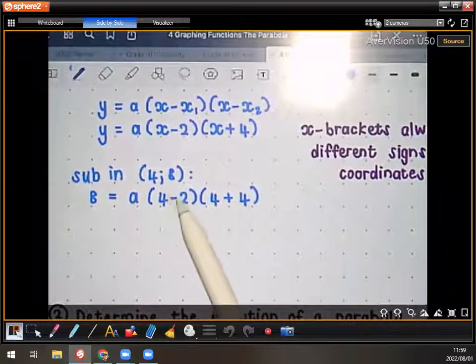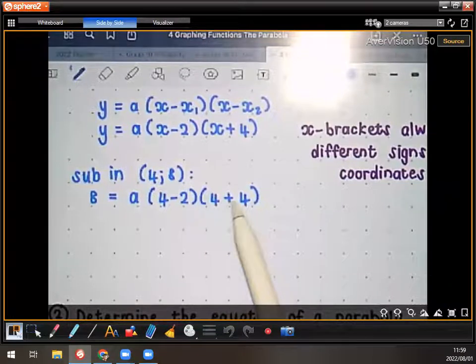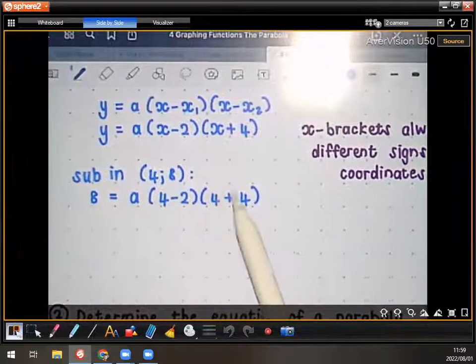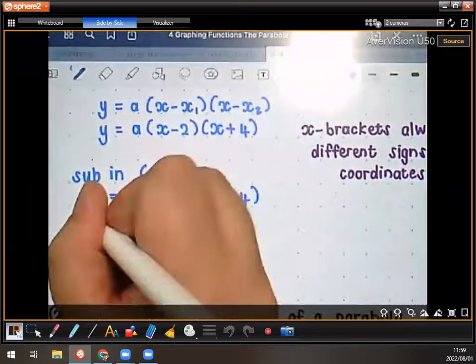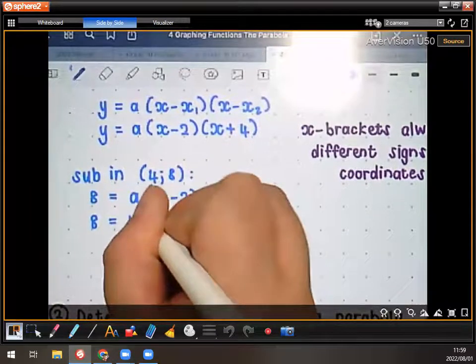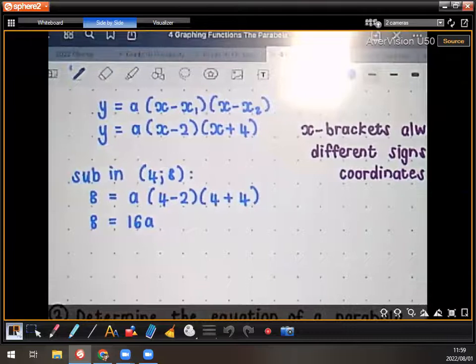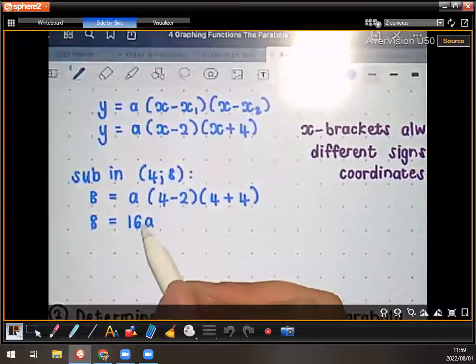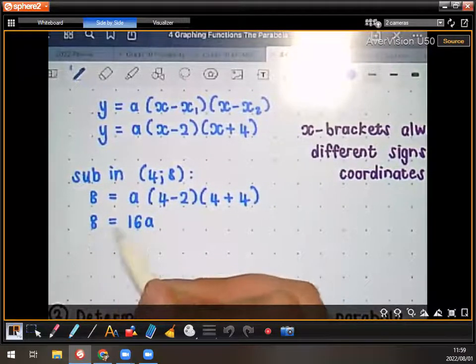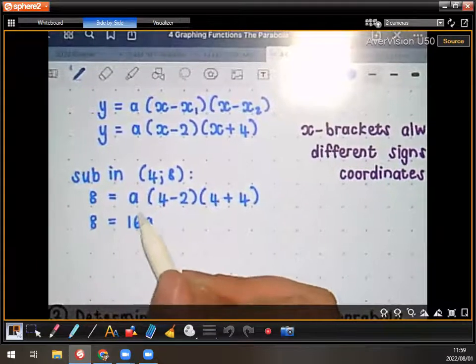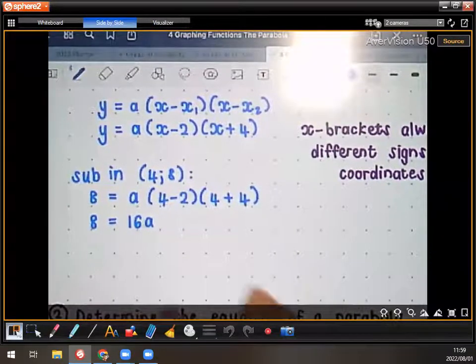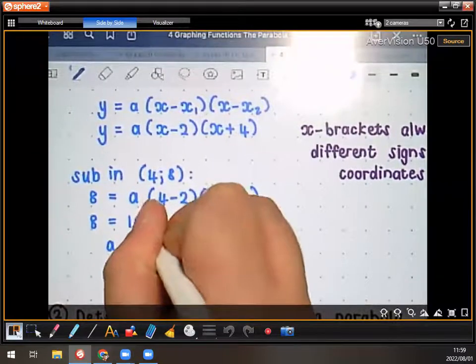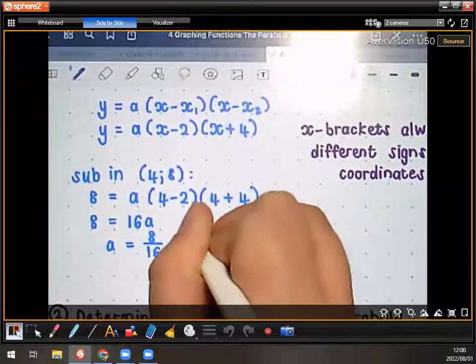What's 4 minus 2? 2, okay? And 4 plus 4 is 8. What's 2 times 8? 16. Okay, so we have 8 equals 16a. Right? If you don't want to do that in your head, you may be anxious, you don't want to make a mistake, just type it into the calculator, right? That bracket times that bracket is 16. So what must I do to get the value of A? What must I do with the 16? Divide, but remember I have an 8 on this side, so now I have to say divided by 16, okay? So A is going to be 8 over 16, which is actually a half.